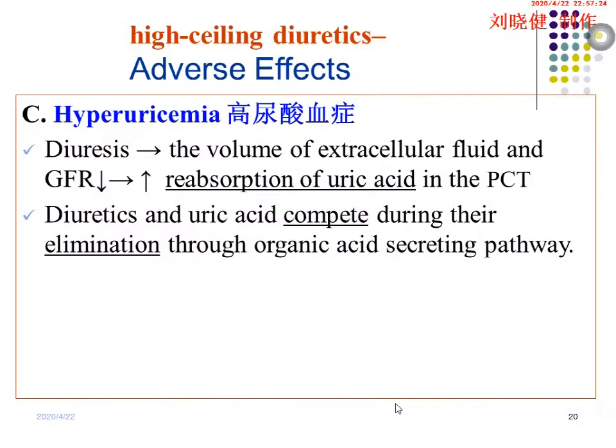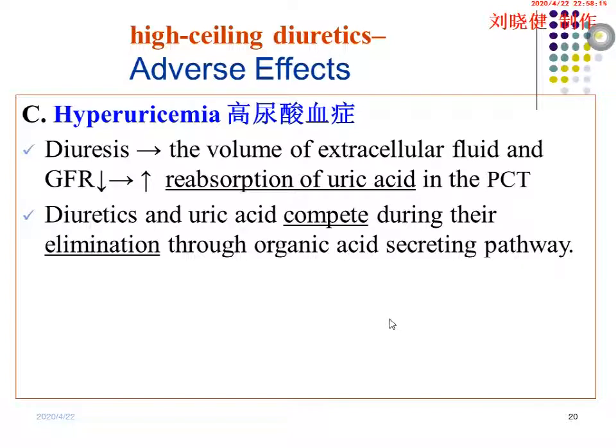Next one, hyperuricemia. But gout is rarely caused. After diuresis, blood volume, the volume of extracellular fluid, and the glomerular filtration rate are decreased by the high-ceiling diuretics. So they can increase the reabsorption of uric acid in the proximal convoluted tubule. The next reason is that these diuretics and uric acid compete during their elimination through the organic acid secreting pathway. So they have a competition during excretion.